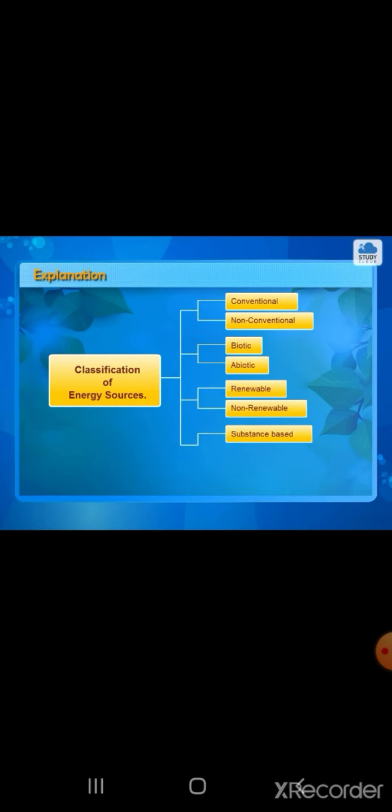Explanation. Energy resources can be classified in many ways, such as conventional, non-conventional, biotic, abiotic, renewable, non-renewable, substance-based, process-based. Let us consider the last classification shown here: substance-based, process-based.